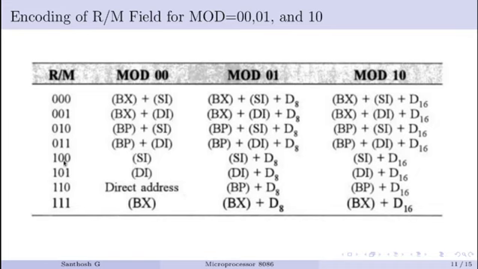Now RM equal to 1, 0, 0 will have SI, the source index, giving the address, and RM 1, 0, 1 will have the destination index DI giving the address. Now if RM is 1, 1, 0, then the address is given directly in the instruction, and RM equal to 1, 1, 1 corresponds to address given by the BX register.